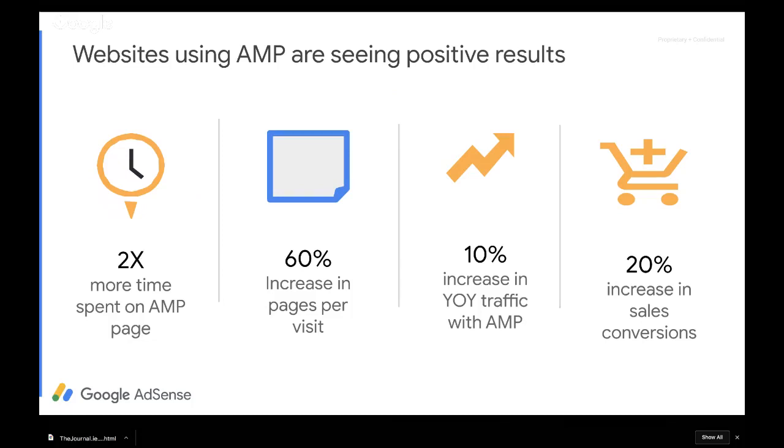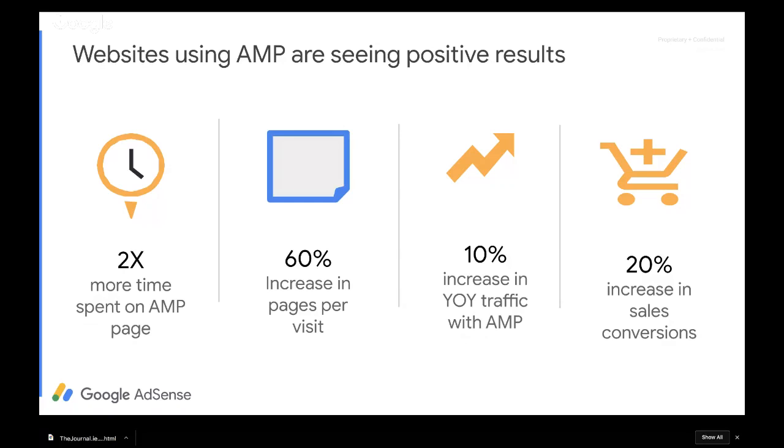So AMP appears to be a nice solution for all the points I have already mentioned. Websites using AMP are also seeing pretty positive results. If you want, I can highlight several data points here. The first one is more time spent on AMP pages. Twice as many users spend more time on AMP pages. For example, if I go to a very regular web page, I will spend maybe 2 hours per day. But what we see in general is that if it's an AMP page, the user will spend twice as many hours. So it's going to be 4 hours in total.